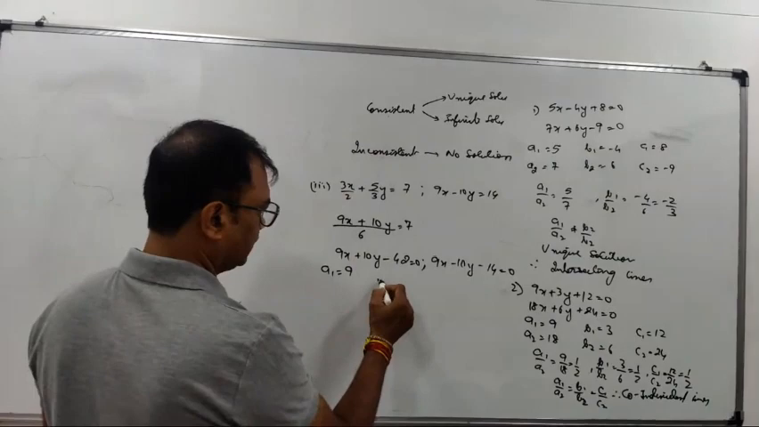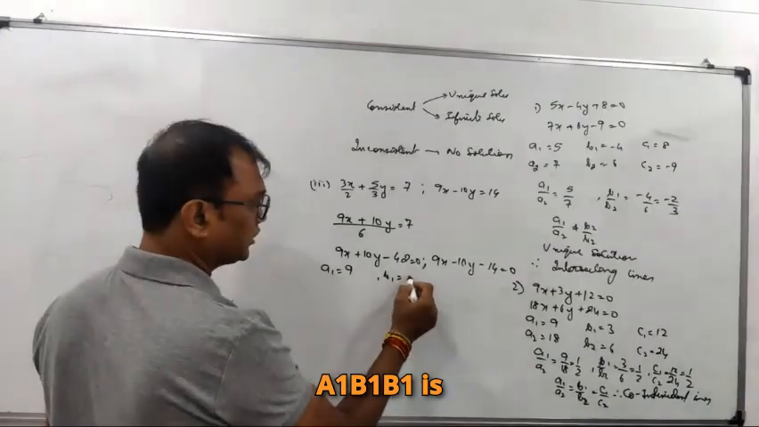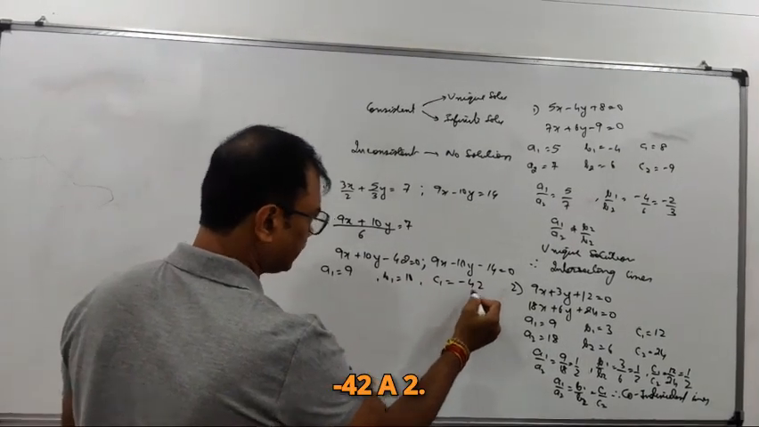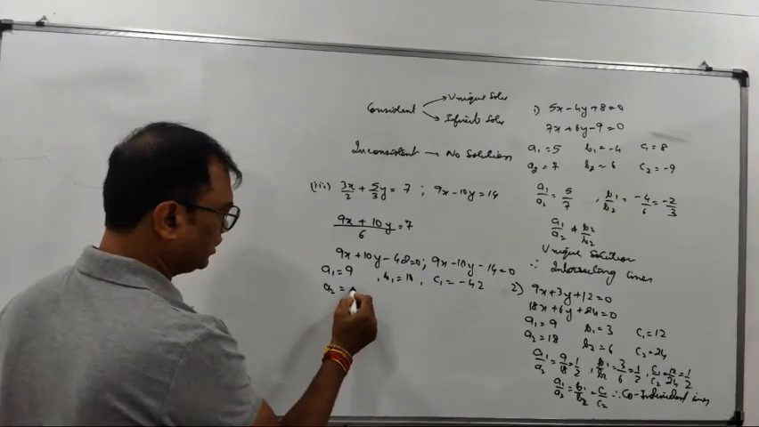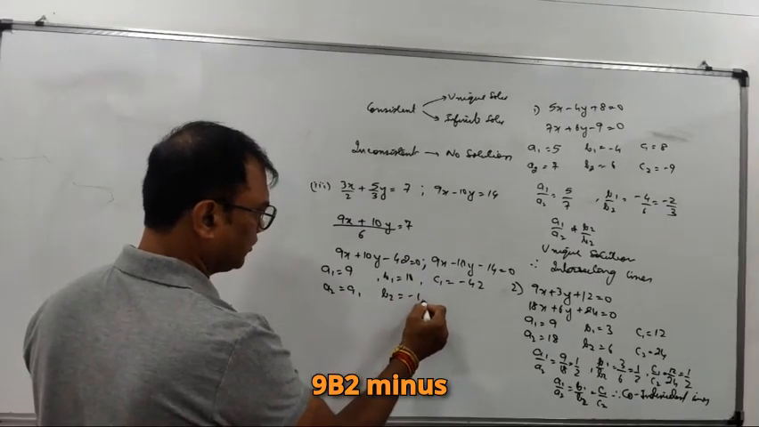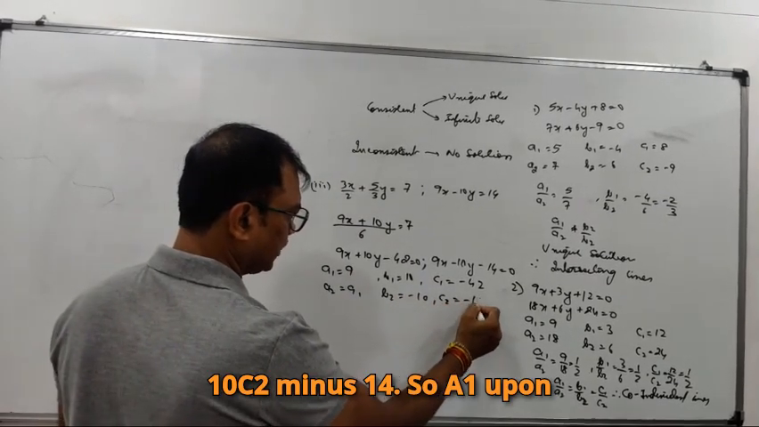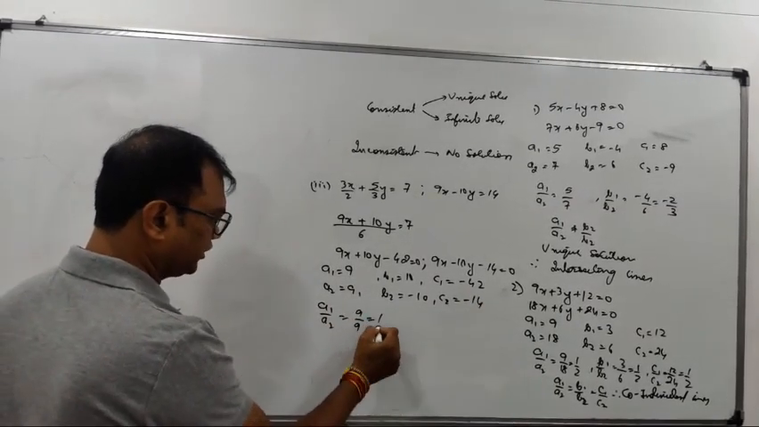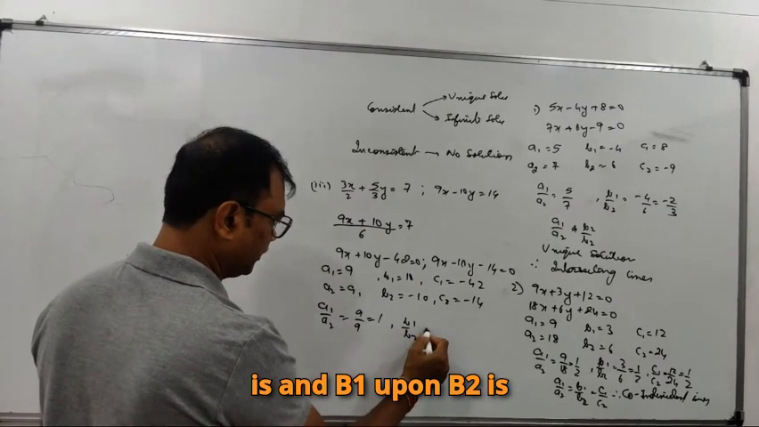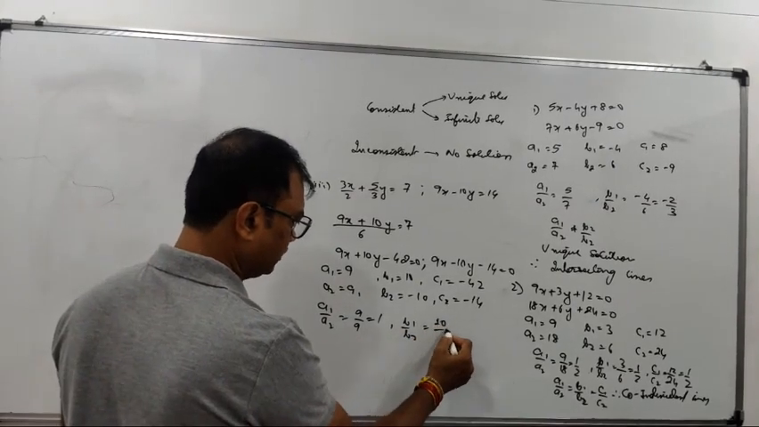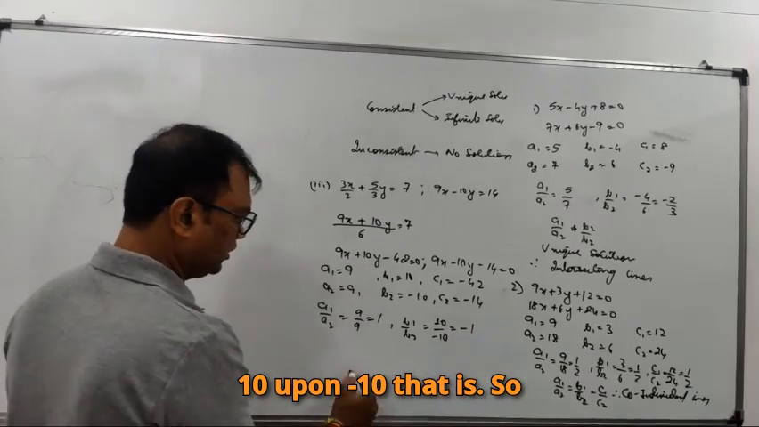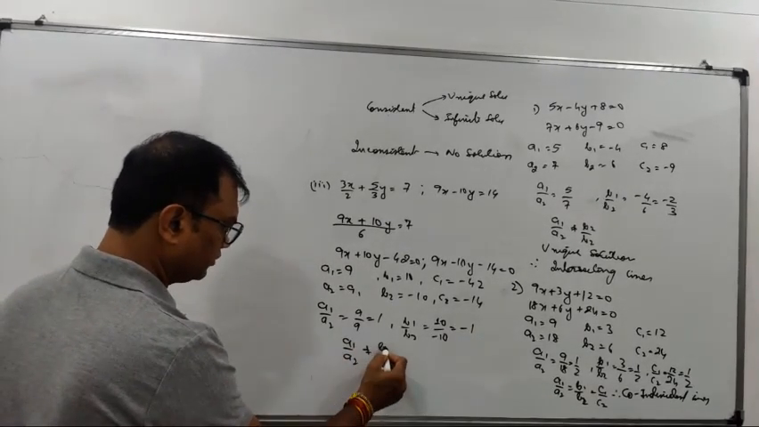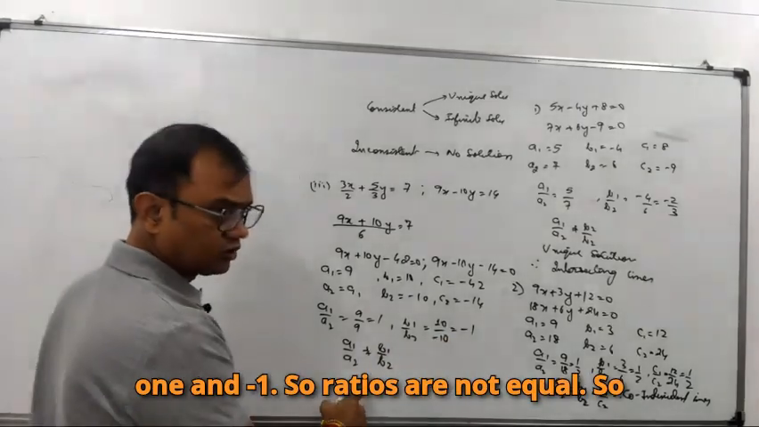Okay? A1, B1 is 10, C1 is minus 42, A2 9, B2 minus 10, C2 minus 14. So A1 upon A2 is 9 upon 9, and B1 upon B2 is 10 upon minus 10. So are they equal ratios? No. 1 and minus 1. So ratios are not equal.